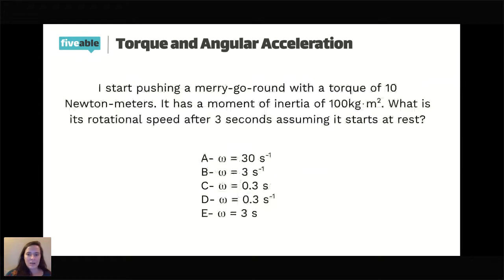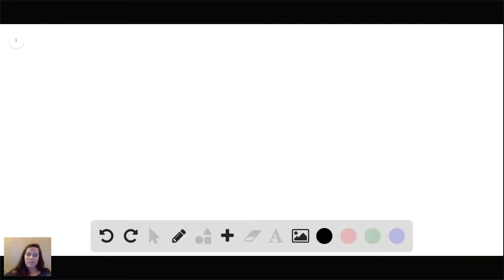Okay, so now we're going to do a little bit of a calculation problem. We have a merry-go-round. I started pushing a merry-go-round with a torque of 10 Newton meters. It has a moment of inertia of 100 kilogram meters squared. What is its rotational speed after 3 seconds, assuming it starts from rest? Okay, so we have our merry-go-round.